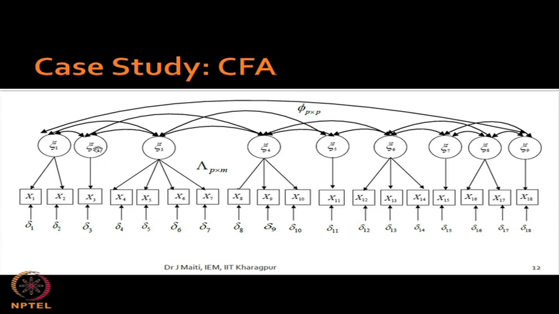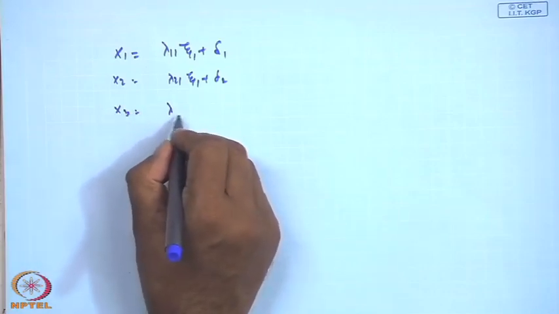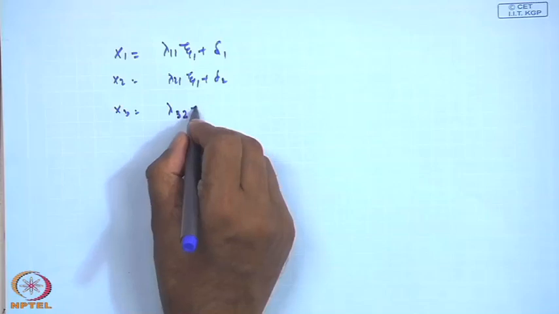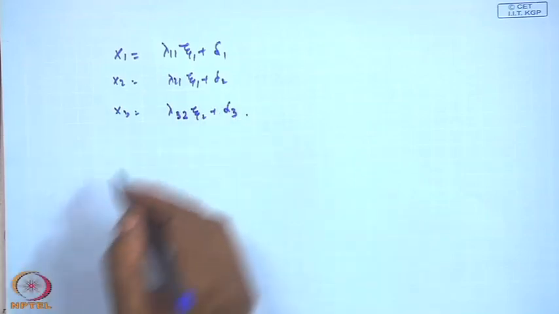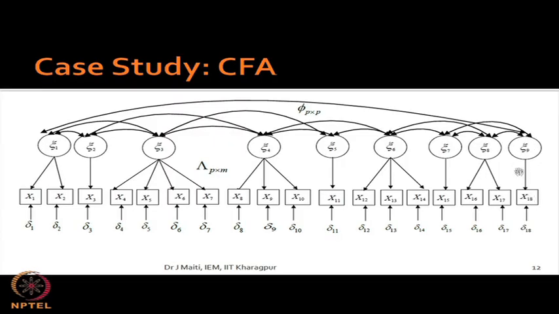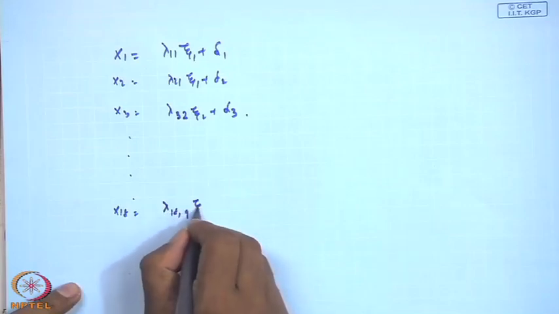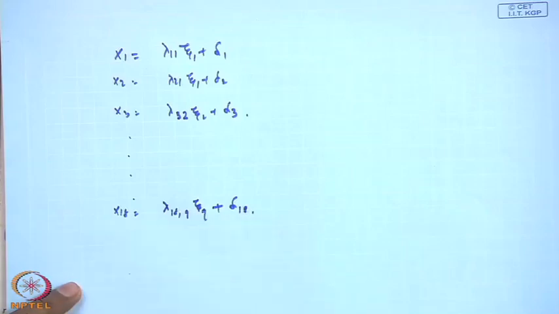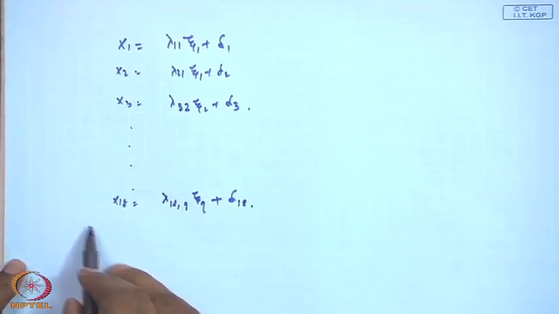If you consider x 3, it is the single indicator manifest variable for the construct xi 2. So, x 3 can be written as lambda 3 2 xi 2 plus delta 3. In the same manner, there is x18, which is again a single indicator for xi9. So this is lambda 18 9 xi9 plus delta 18. Okay. So you can write this in matrix form.